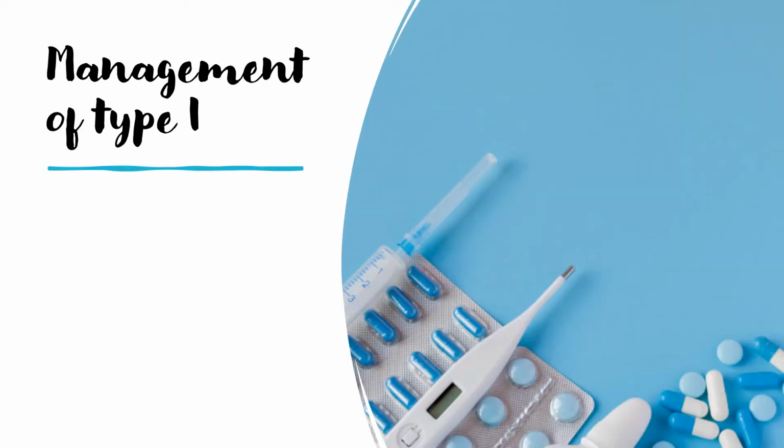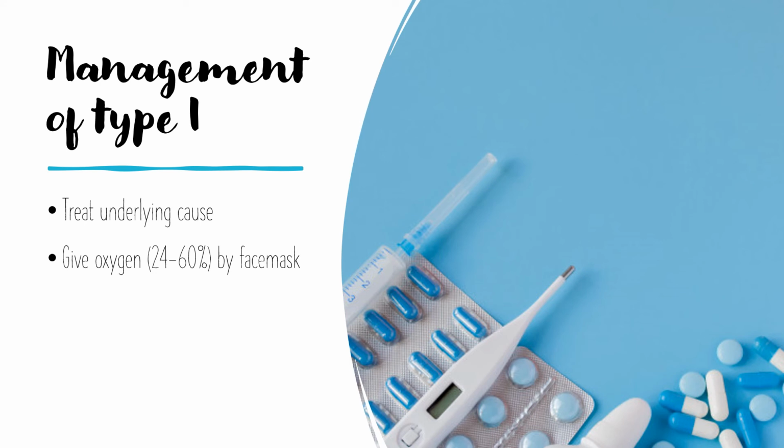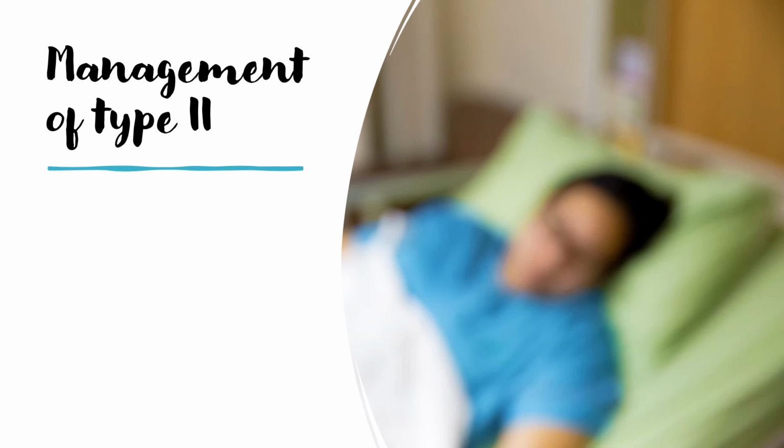Treatment of type 1 respiratory failure involves identifying and treating the underlying cause. You give oxygen via a face mask at 24 to 60% saturation and assisted ventilation if oxygen levels fail to rise. And then with type 2 management, again, you want to address the underlying cause.